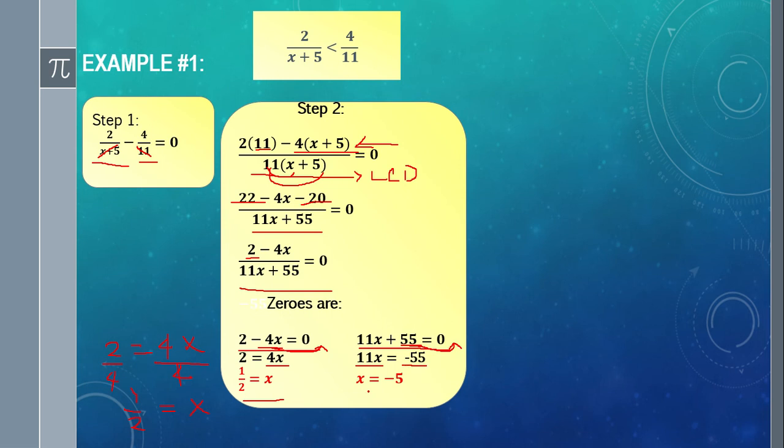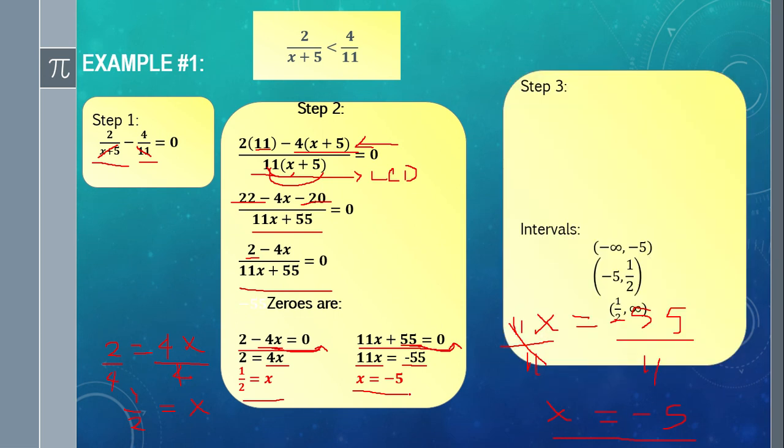And then as we solve for the value of x, you might be asking, sir, how did you solve for negative 5? That's going to be 11x is equal to negative 55, divided by 11. We cancel out 11, and therefore x is equal to negative 5. That's the reason, because negative 55 divided by 11, the answer there is negative 5. Now we're done with our step 2.